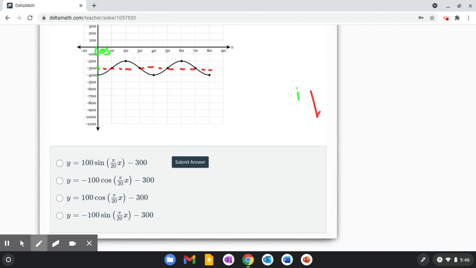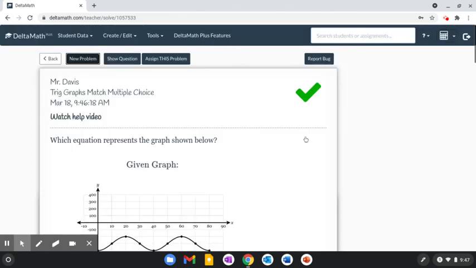Remember how I said it could start at the top or the bottom? If it starts at the bottom, that tells us it's been reflected, because it's a reflection from the top, which tells us we need a negative sign in there. So we know this is a cosine and it has a negative because it's a reflection. The only one with a negative and a cosine is going to be that one right there. All right, last one for good measure.